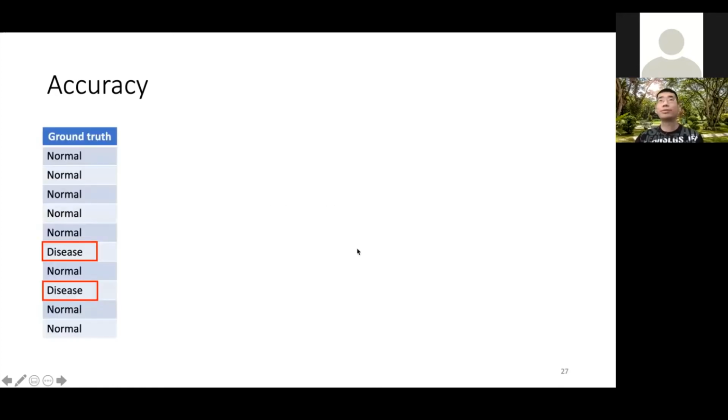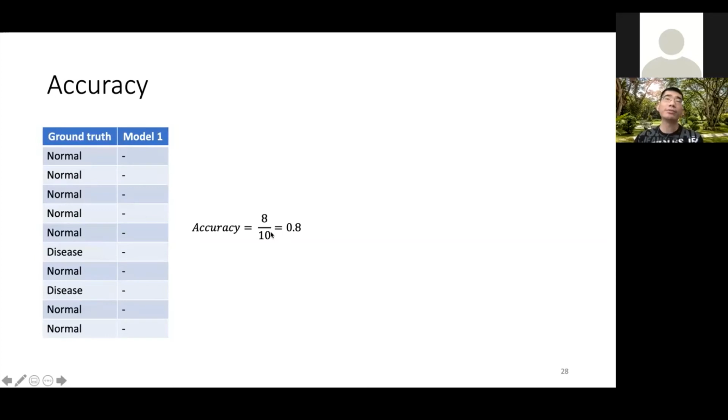Let's work with an example so we can illustrate the computation of accuracy. Here we have a test set of 10 examples, and 8 of them have the ground truth of normal, and 2 have the ground truth of disease.